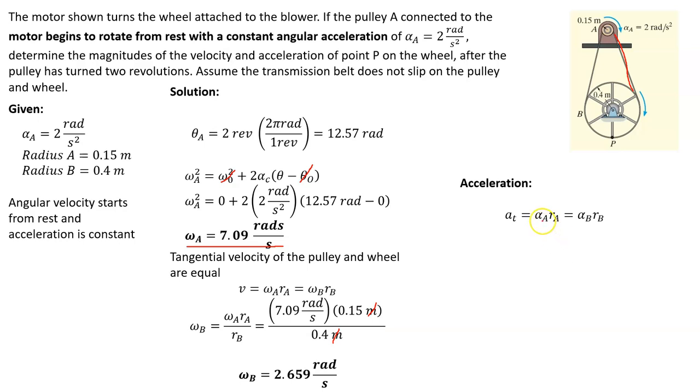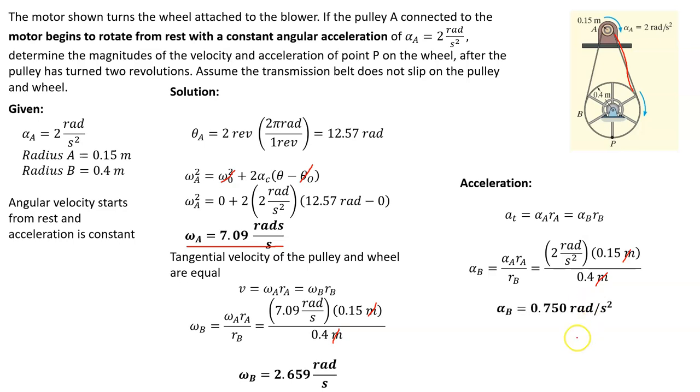And since both of those were given in the beginning, we can solve for alpha sub B, which is the same way we did for angular velocity. Again, based around the radius, those two go away, and we end up with an angular acceleration of B at 0.750 radians per second squared. So now we've got information on angular velocity and acceleration for B.